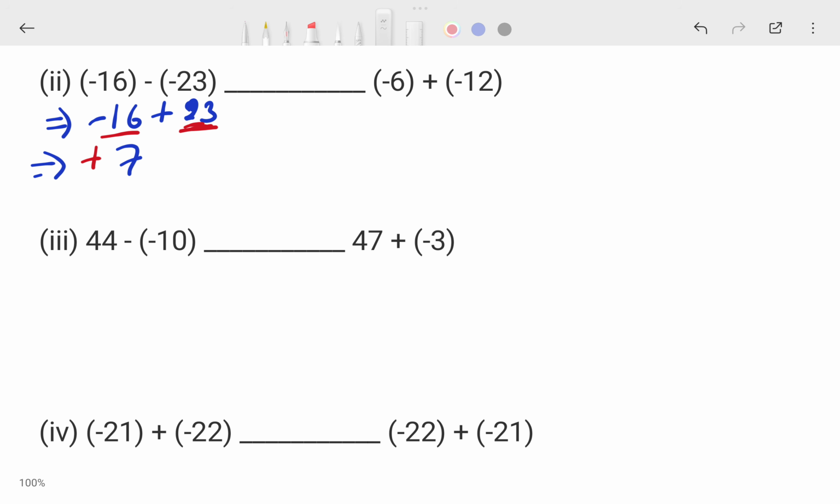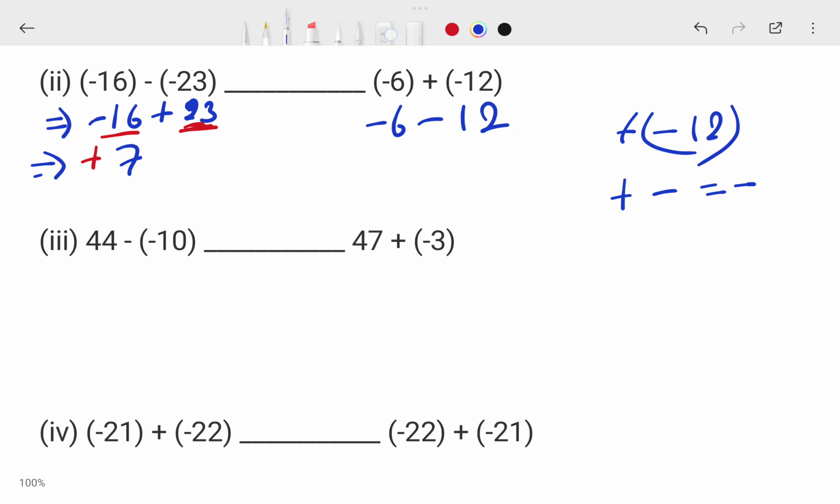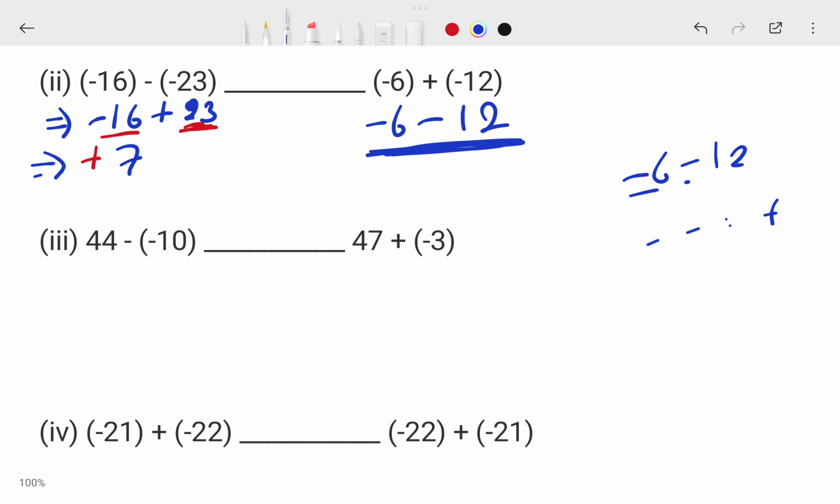Now let's do this one again. This is given -6, this is given plus or minus 12. Plus or minus, it is always minus, so this is going to be minus 12. Now if you see, this is given minus 6 or minus 12, so both are minus minus, and minus minus is always plus. Now we have to add this one. If you add this one, it is going to be 18.